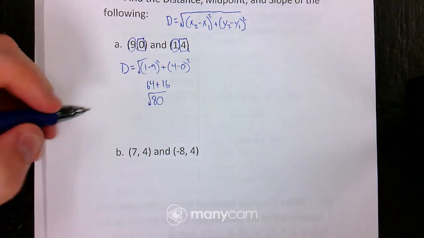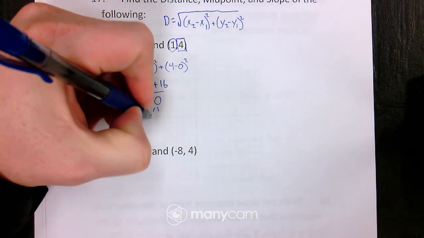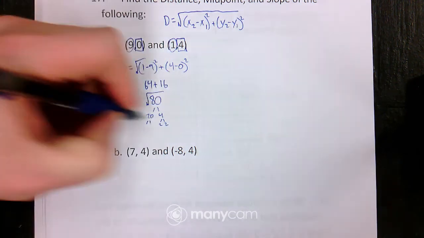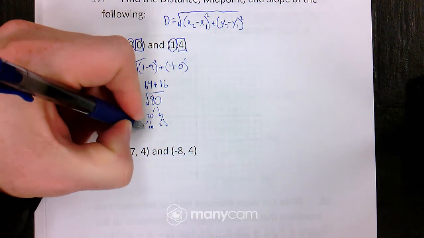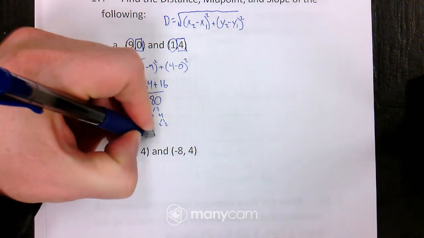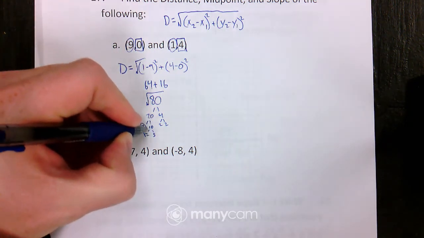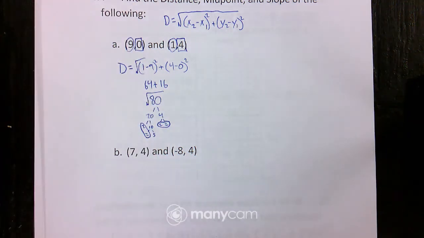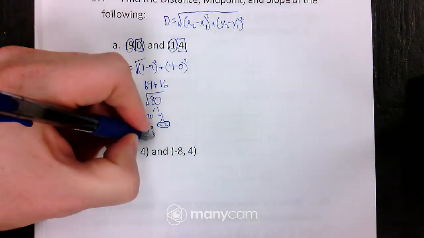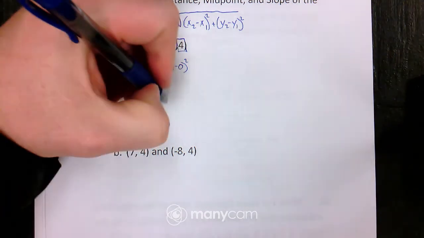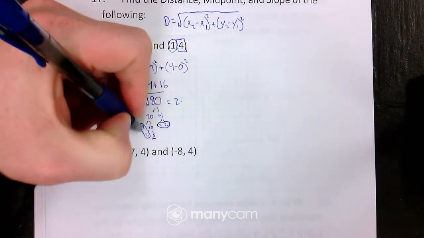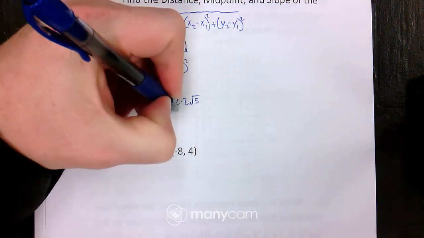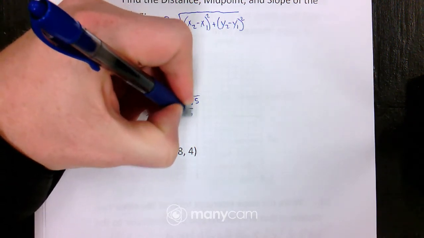Square root of 80. Now I have to break that down. It breaks down into 20 times 4. 4 breaks down to 2 and 2. 20 breaks down to 10 and 2, and 2 and 5. It looks like I got a pair of 2's right here, a pair of 2's right here, and this little lonely 5 left over. So pull out a 2, pull out another 2, 5 left over. 2 times 2 is 4. So that's 4 square root of 5.